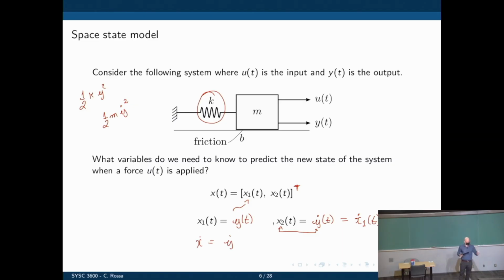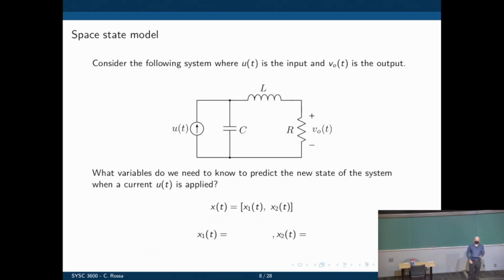The spring can store energy in the form of potential energy, and that depends on the displacement. So that's one of our state variables. And the other element that can store energy is the mass itself in the form of kinetic energy. And that would depend on the speed of the mass. So that's our second variable. Now, I defined them as position, speed. I could have done it the other way. It doesn't really matter. So to answer that question, let's look at another example and see if we can figure it out there.